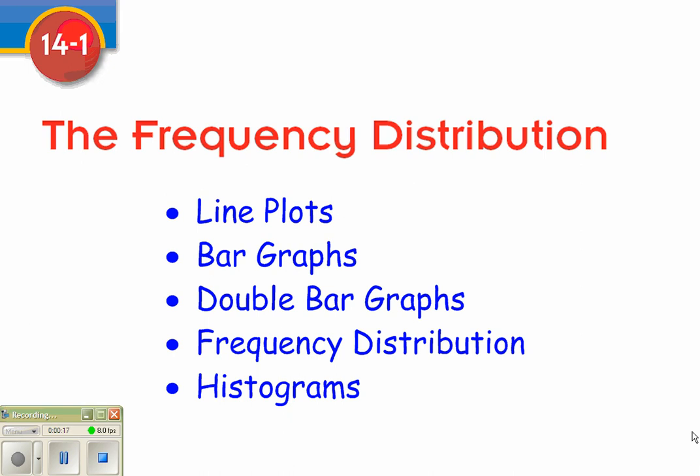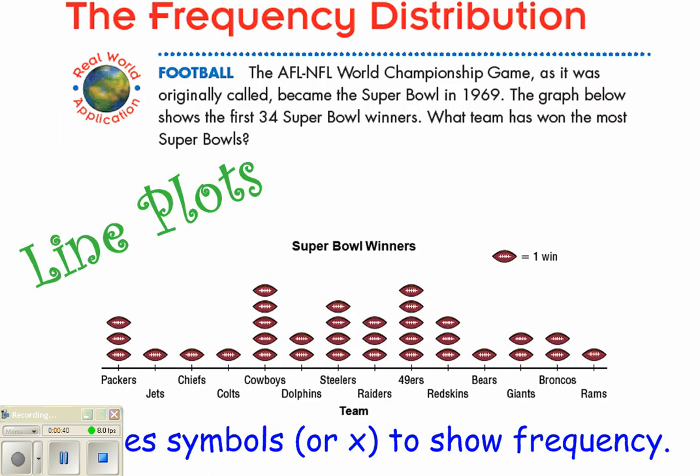And the first lesson is working with frequency distribution, and we can have a few different types of graphs that represent frequency distribution, such as line plots, bar graphs, double bar graphs, and then what is a frequency distribution, as well as drawing histograms. These will probably be the most difficult ones out of all of them. So here we go. Frequency distribution is just showing how the data is distributed.